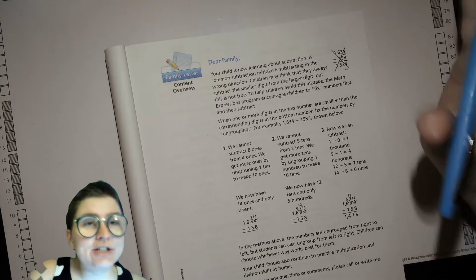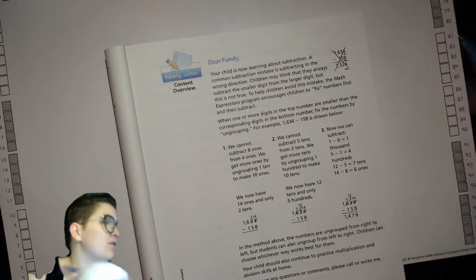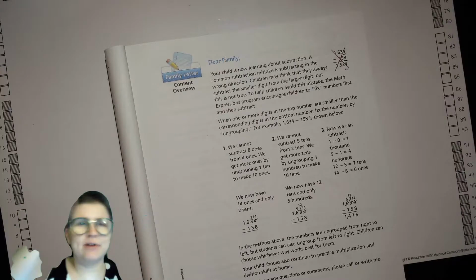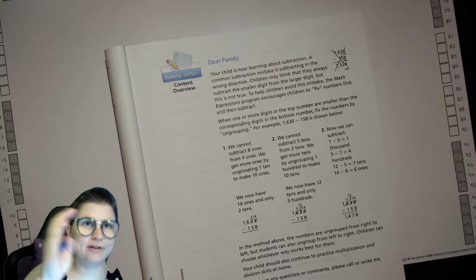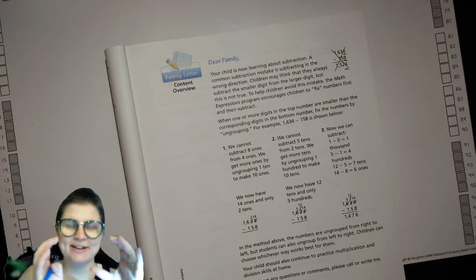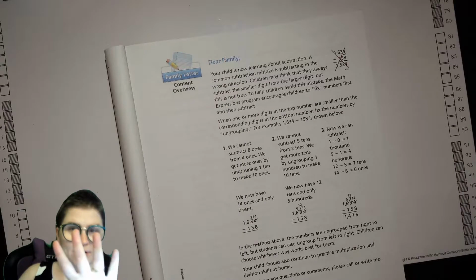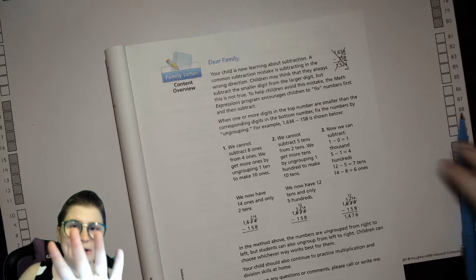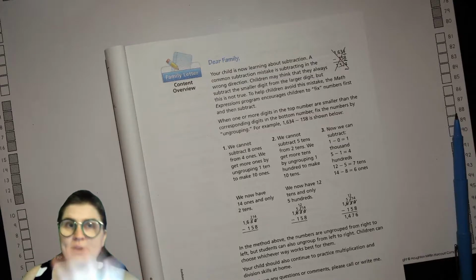But subtraction is different from addition. You cannot flip them around in either order. Subtraction has to be the top number taking away the bottom number. So if you have 4, can you take 8 away? You can take away 1, 2, 3, 4, but you only have 4. You can't take 8 away from it.